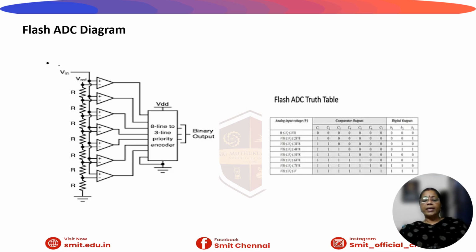So now the output of the comparators is given to an encoder, a priority encoder, a 3 to 8 encoder, which outputs the corresponding final binary value. For example, if it is a 3-bit, it ranges from 000 to 111 depending on the analog voltage, which lies between 0 to 7/8 of V reference.